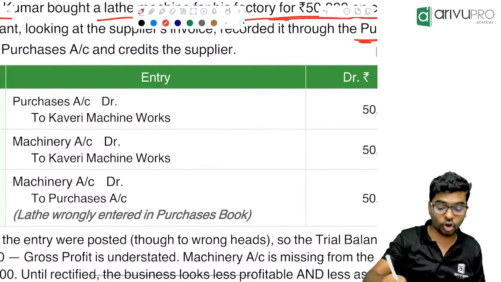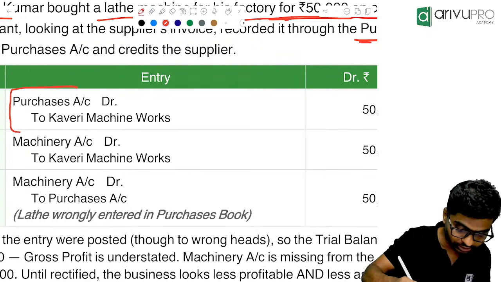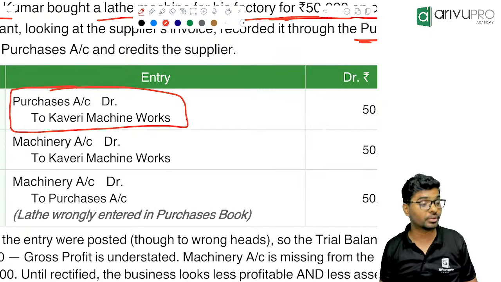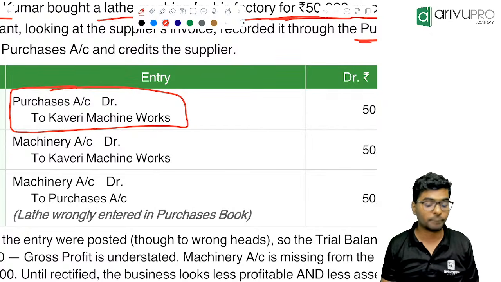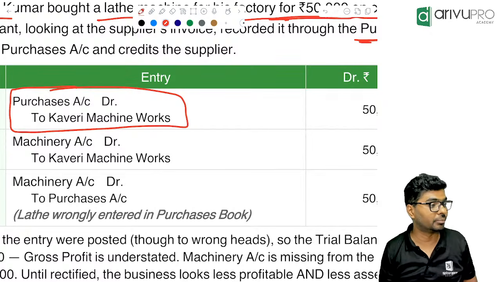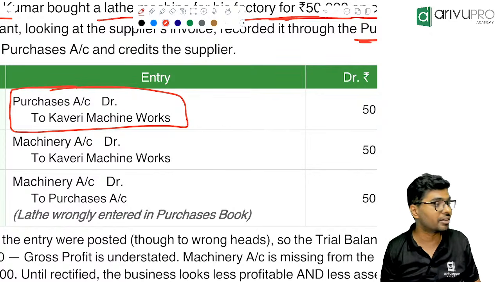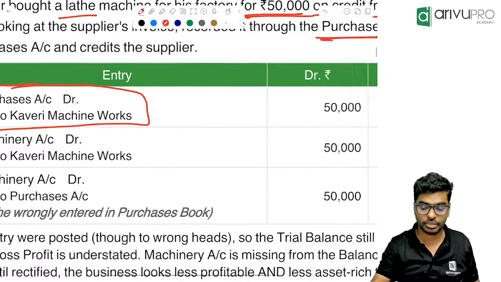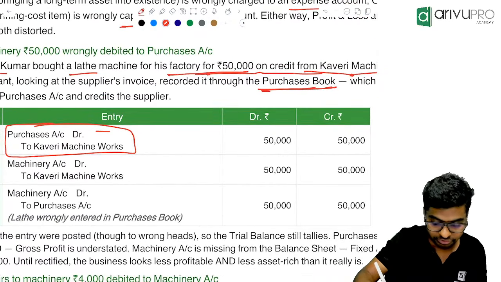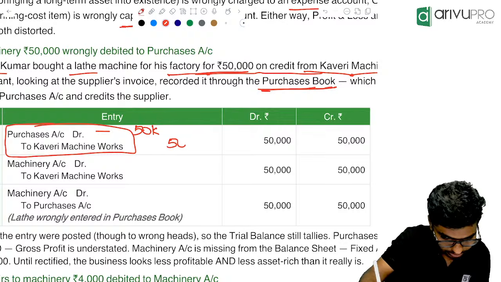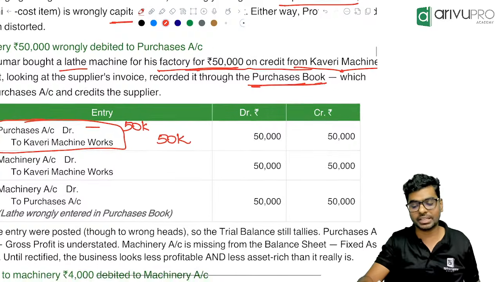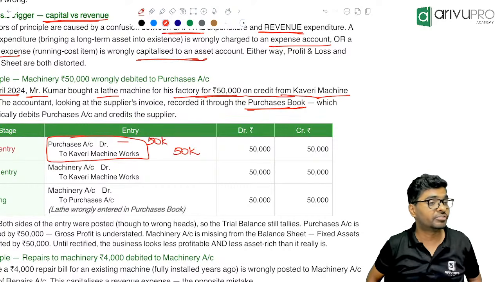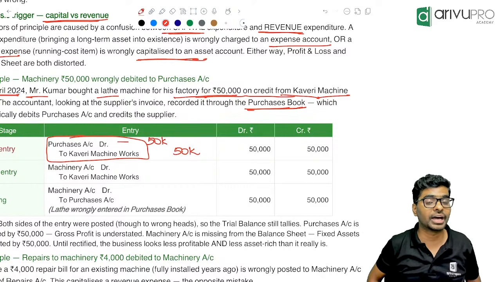So in your wrong entry column, write down this one. In the wrong entry column, write down purchase account debited to Kaveri Machine Works, 50,000 and 50,000. Purchase account debited to Kaveri. How much? 50,000 and 50,000. Are you clear?